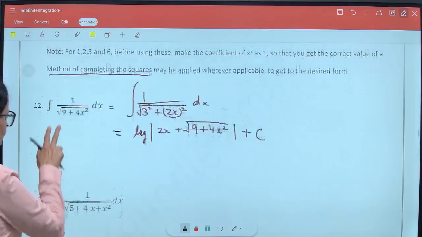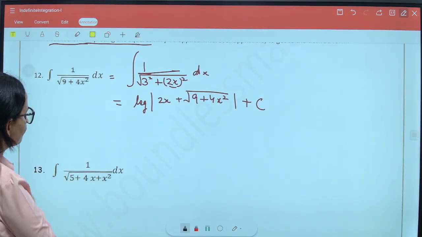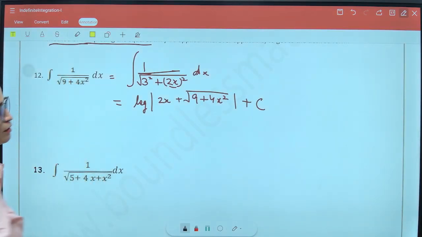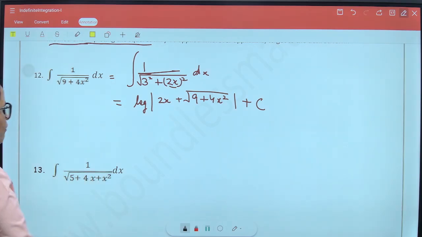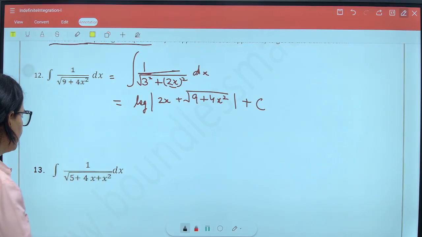Now in the next question we will see how to apply the method of completing the squares before you apply the formula for any of these patterns. Here in this question you have a quadratic polynomial under the radical sign in the denominator. Here you cannot apply any of these formulas directly. So what you need to do is, you will first convert this into the form of x square plus a square. How do we do that?